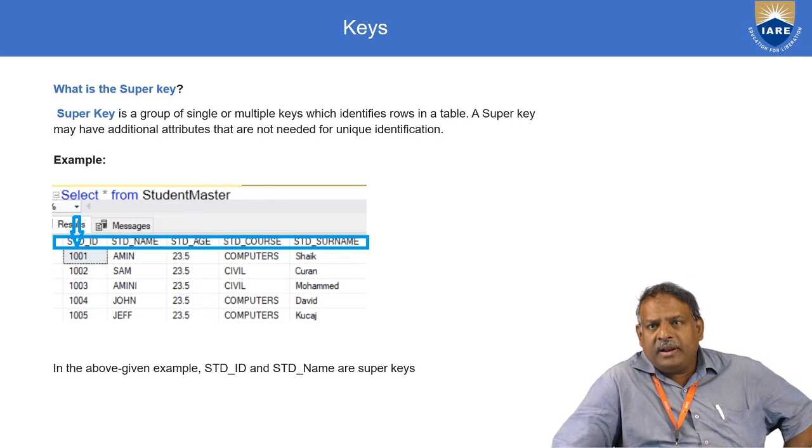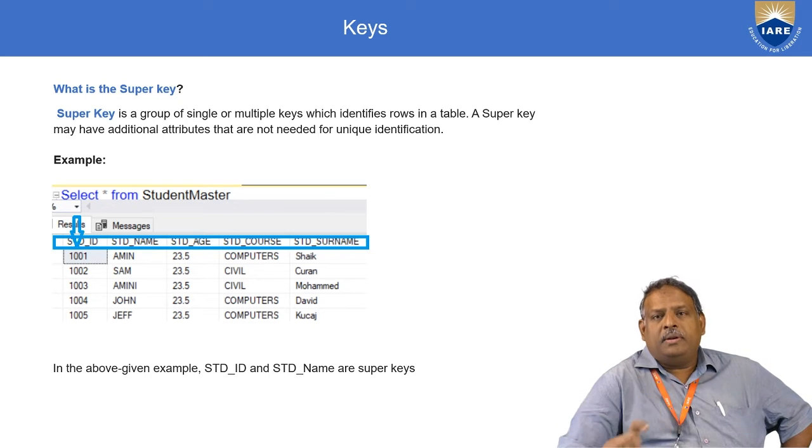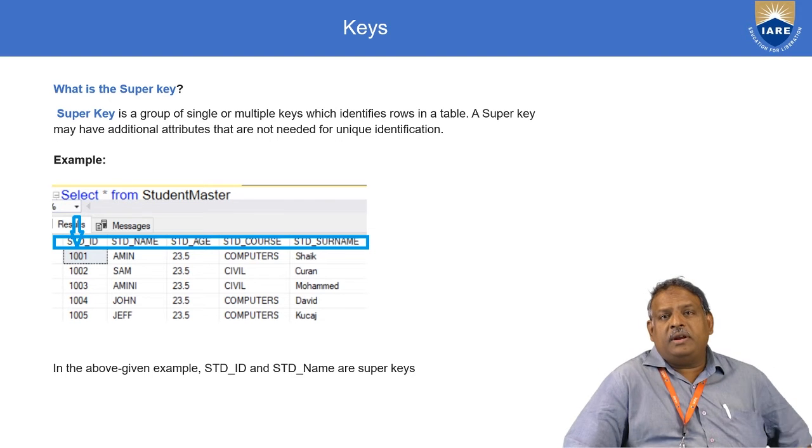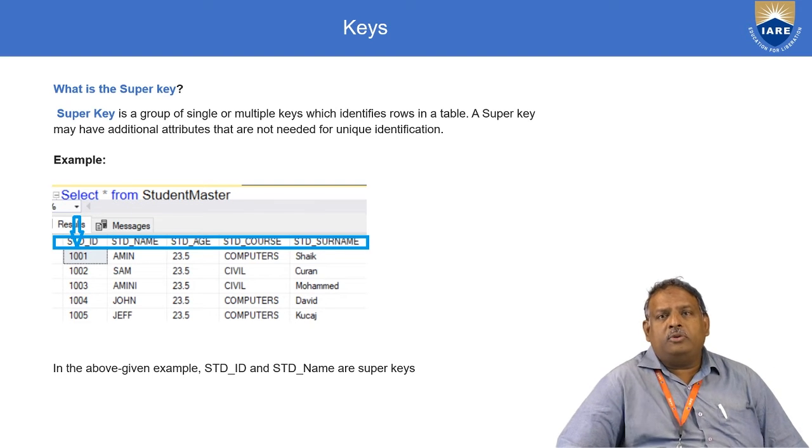Super key, a single column or a combination. Now std_1 is unique across the student table. There cannot be one more record of Amin with 101. It could be Amin with 102, 103, etc. A combination of std_id and std_name are super keys.